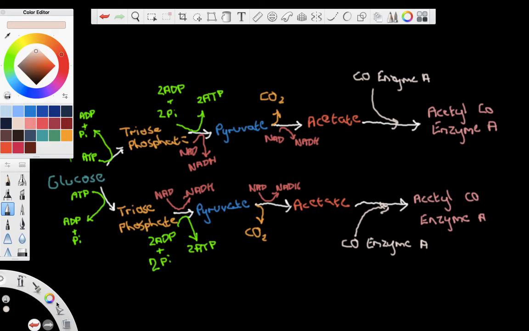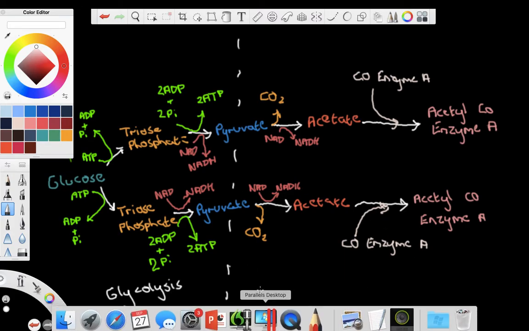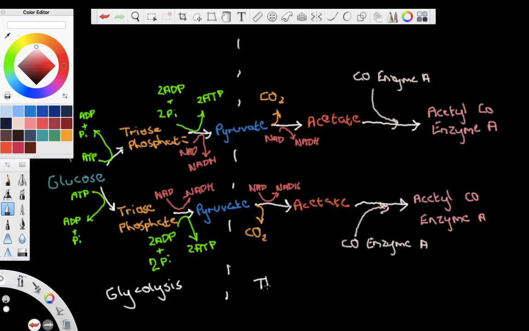Now, just for your reference, we are literally going through this just to remind you. This side, turning glucose into pyruvate, is known as glycolysis. And turning pyruvate into acetyl coenzyme A is the link reaction. Okay?